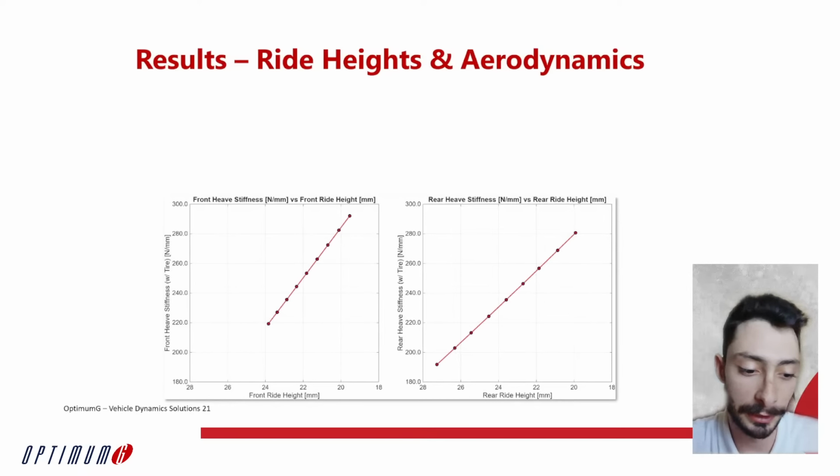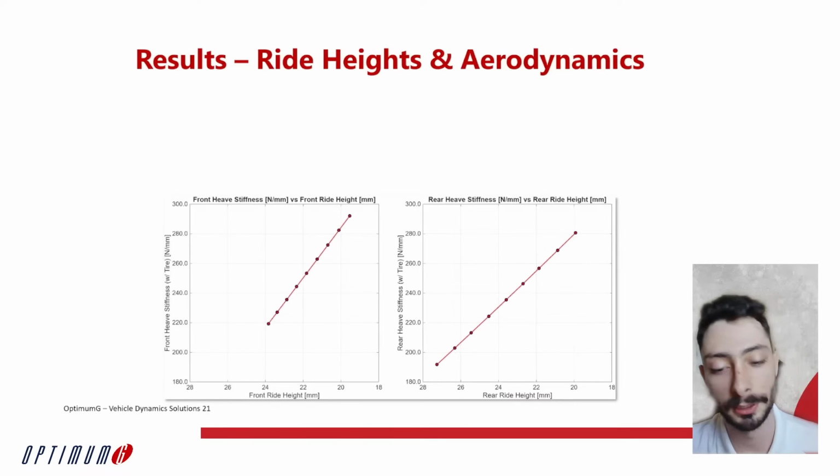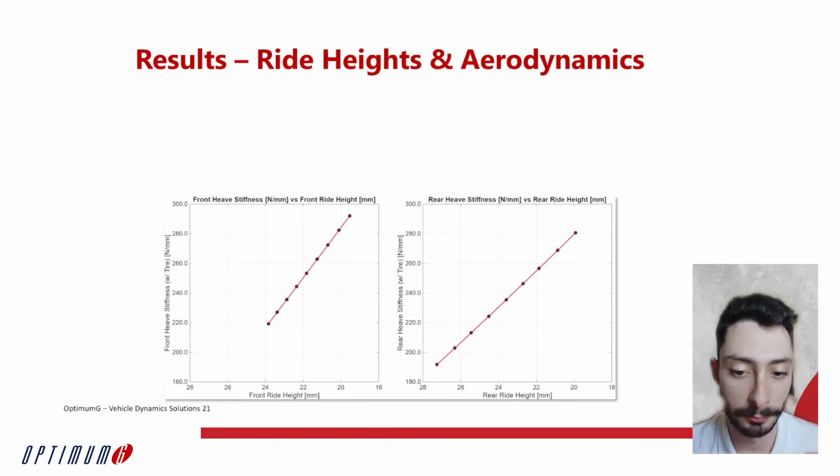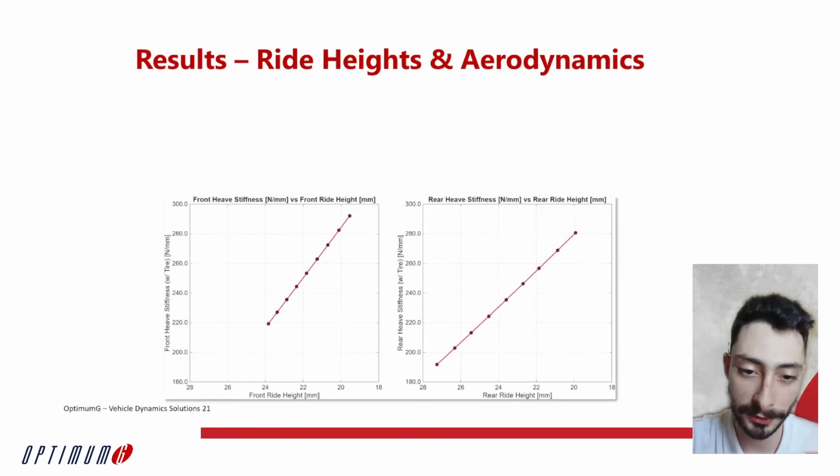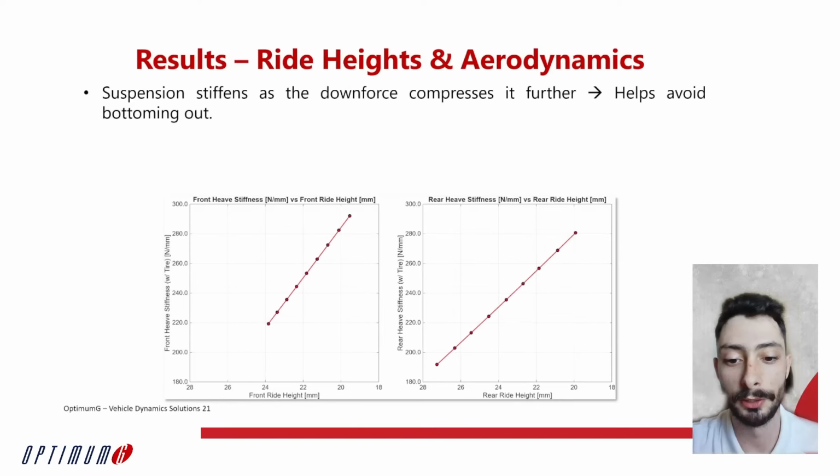And for that reason, it's very important on an aerodynamic car that we can control the dynamic ride heights that we will have at each of the different corners. And we do that by having a heave stiffness, which is usually variable and which usually increases as the car goes down. So this is intentional. This is something that you will see in pretty much every race car that you have.